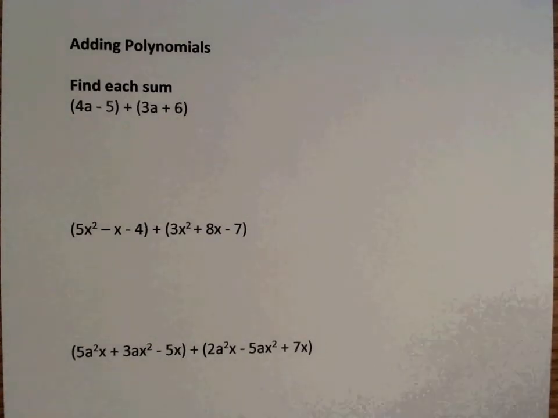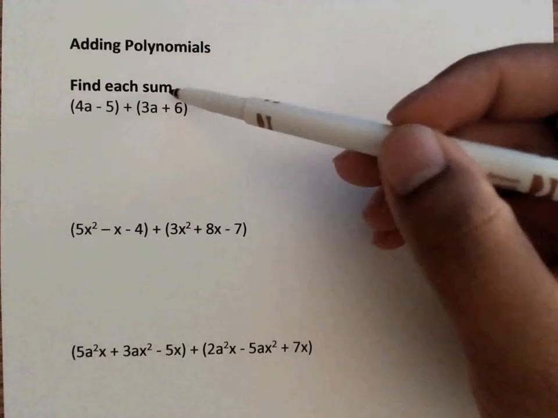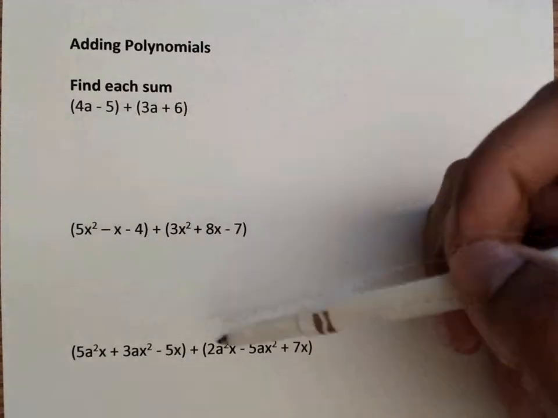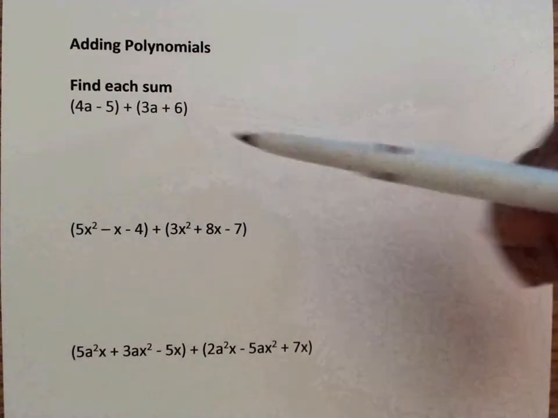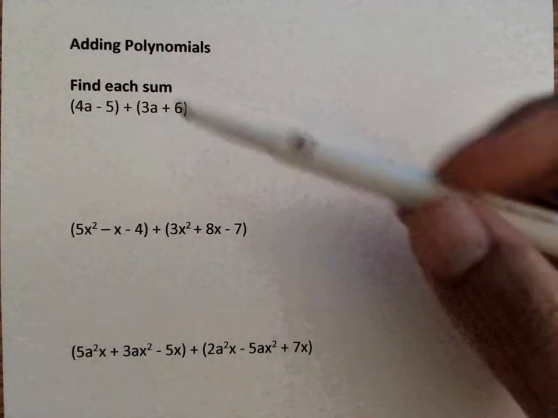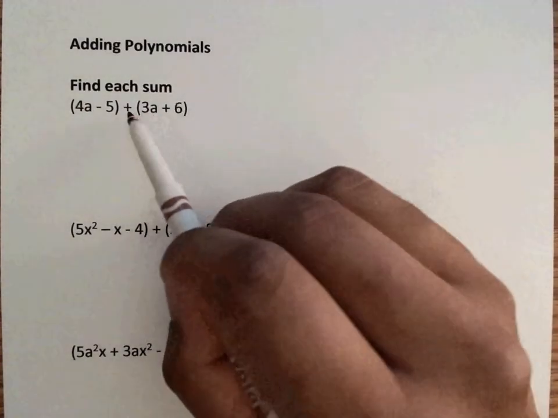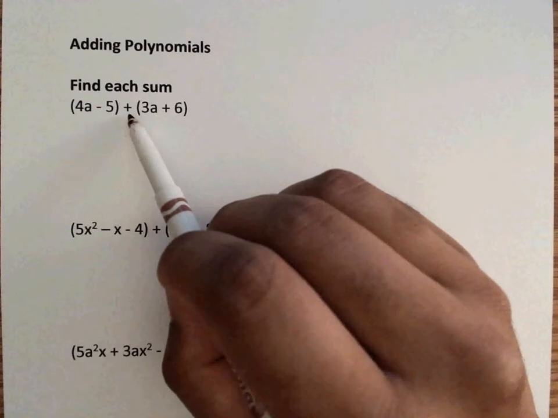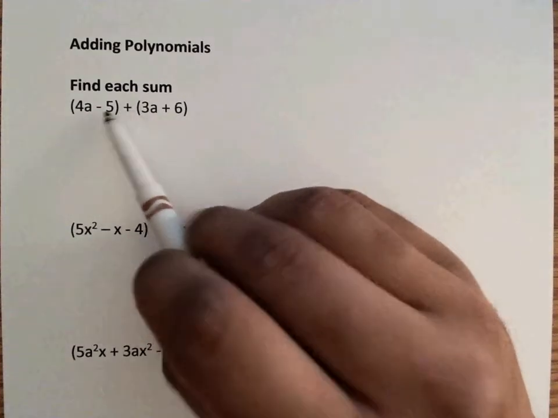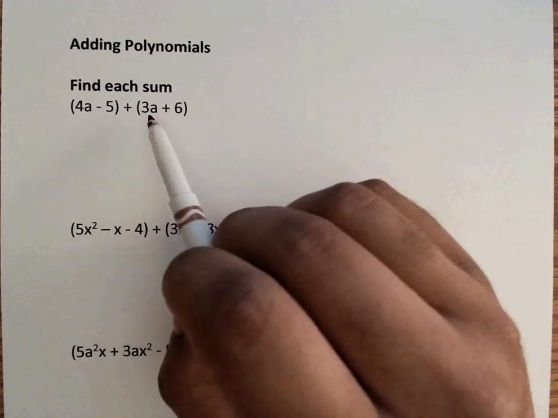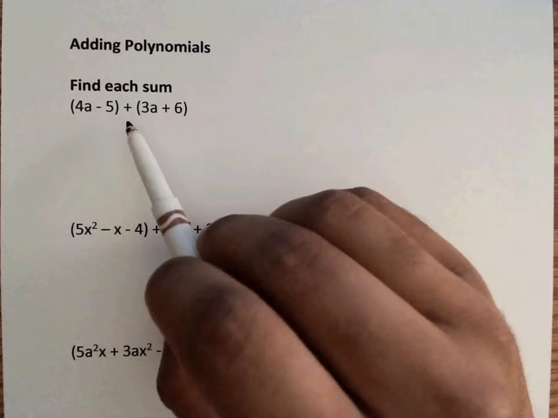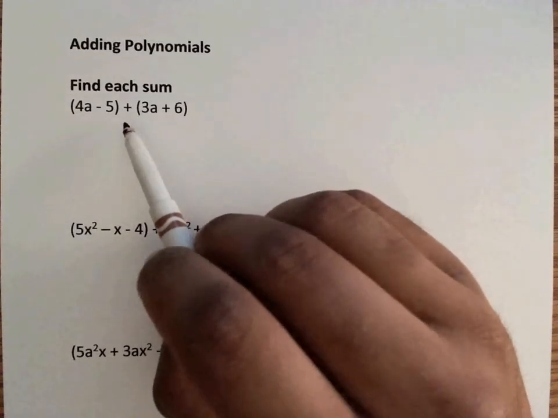We're going to start with this first question where we're finding each sum. So we're going to find the sum for each of these three. We're going to start with this first example. It says find each sum. So obviously we're adding, right? Because there's an addition sign between our two binomials. And whenever we're adding polynomials, all we're doing is combining like terms.